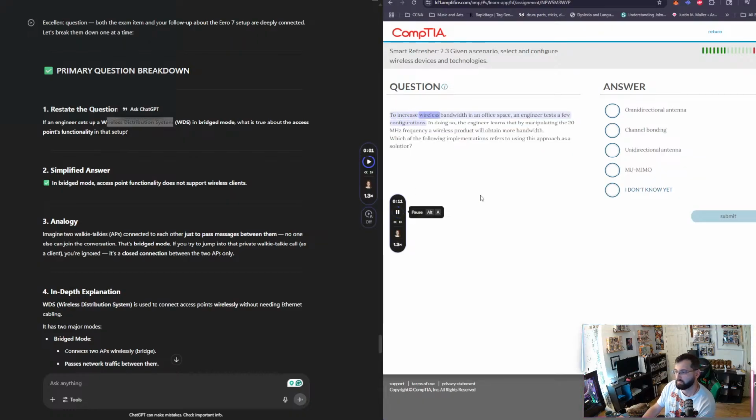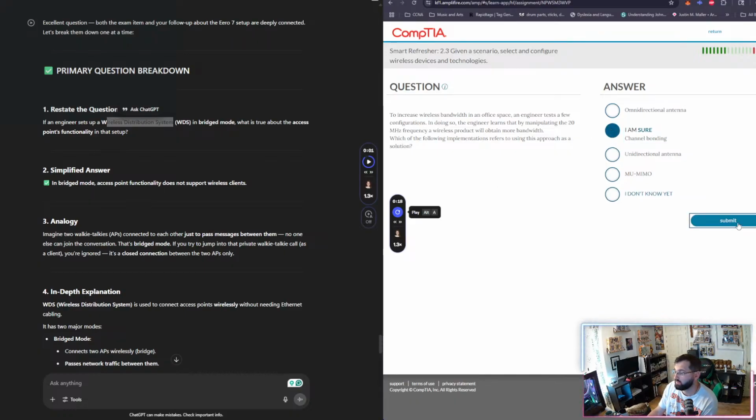To increase wireless bandwidth in an office space, an engineer tests a few configurations. In doing so, the engineer learns that by manipulating the 20 MHz frequency, a wireless product will obtain more bandwidth. Which of the following implementations refers to using this approach as a solution? Oh, channel bonding. Yeah.